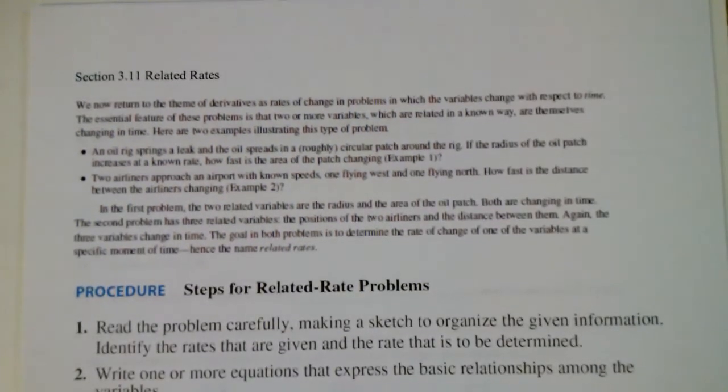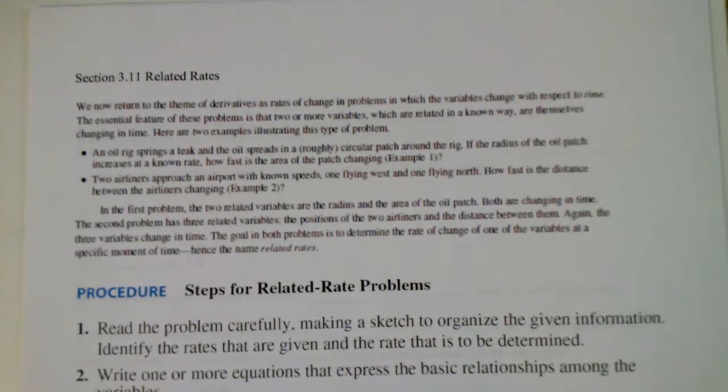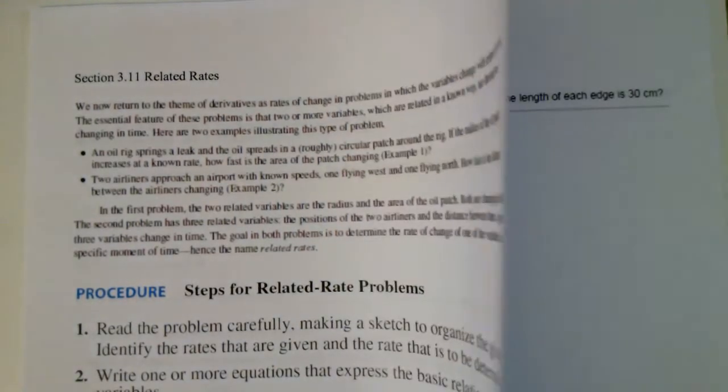Another one would be where two airliners approach an airport with known speeds, one flying west and one flying north. How fast does the distance between the airliners change? That can also be a problem where related rates are used, okay? So here we're going to be determining the rate of change of one of the variables at a specific moment in time. This whole video will be on related rates.